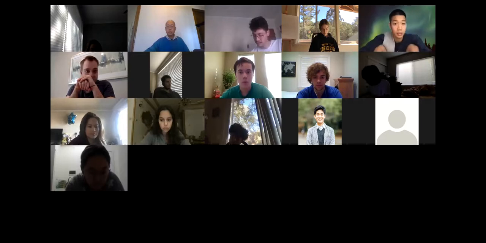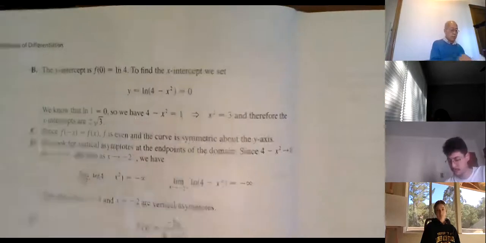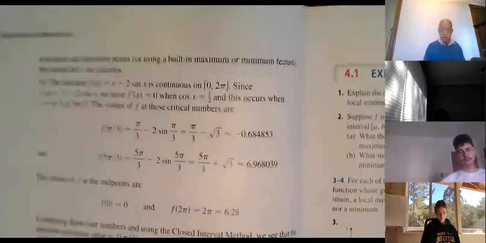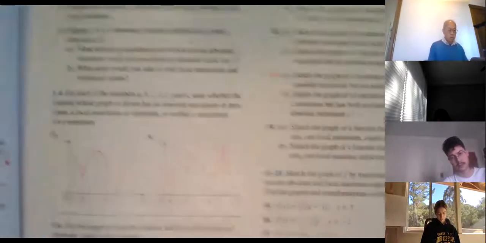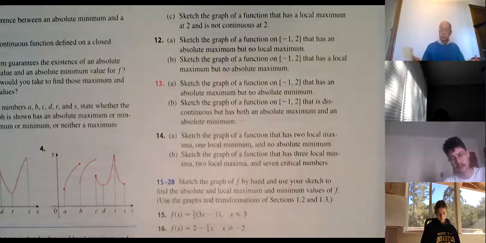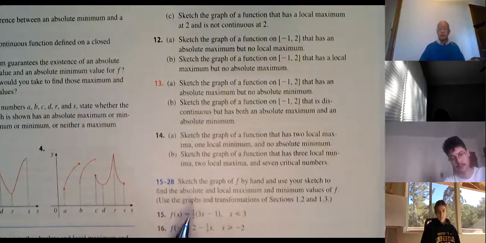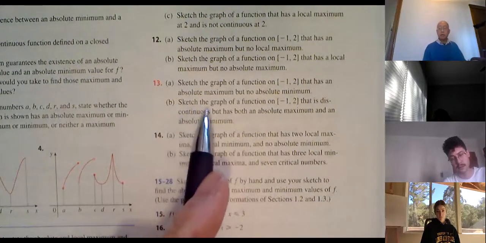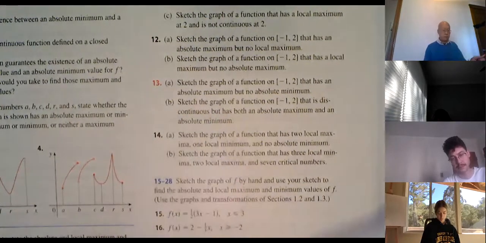First thing I have to do is get back to sharing screen. Okay, 4.1, 13 A and B. Okay, see what I can do with that. Sketch the graph of a function on [-1, 2] that has an absolute maximum but no absolute minimum.